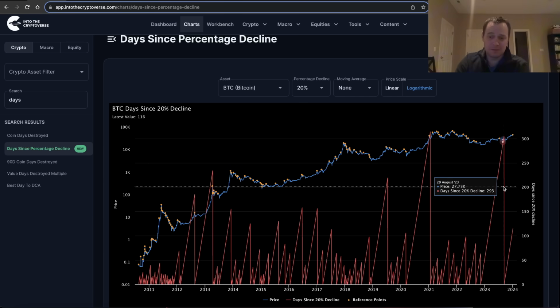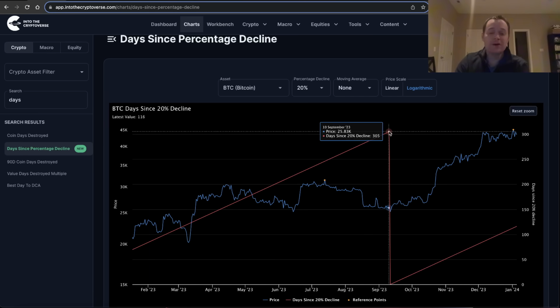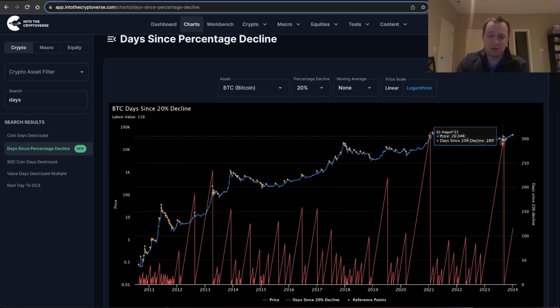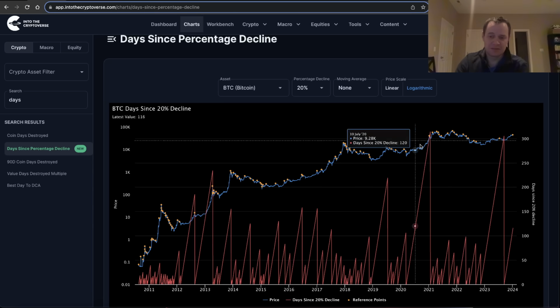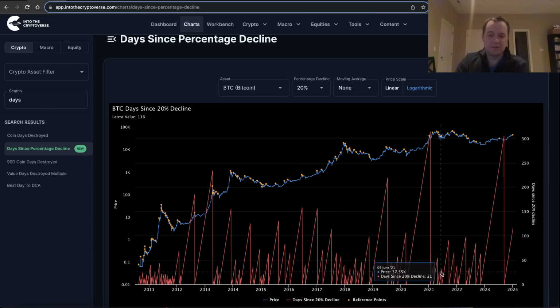Before that, we had gone all the way up to 305, which was quite a long period of time. You can see that it is actually near the January 2021 peak in terms of the amount of time it took. Kind of an eerie similarity, right? Going up all the way and coming back down, and then maybe getting another pop up here.